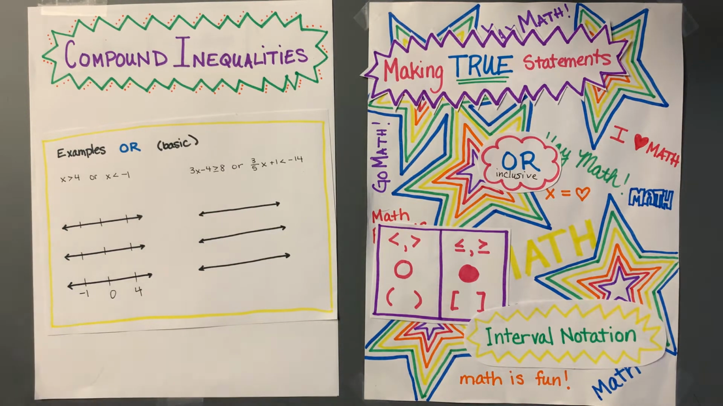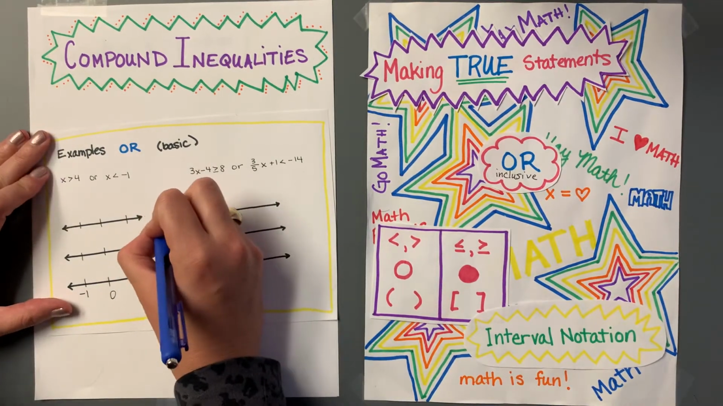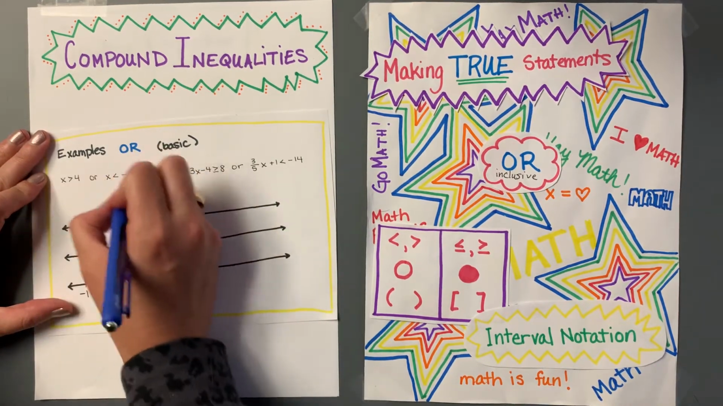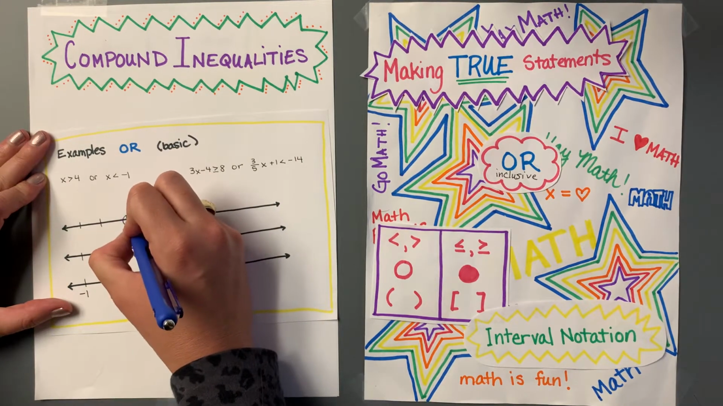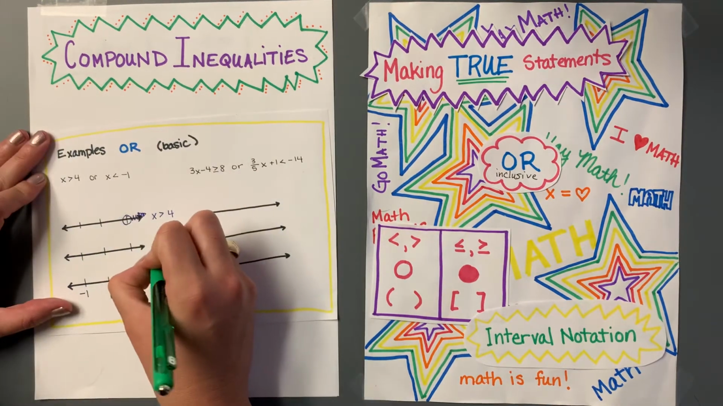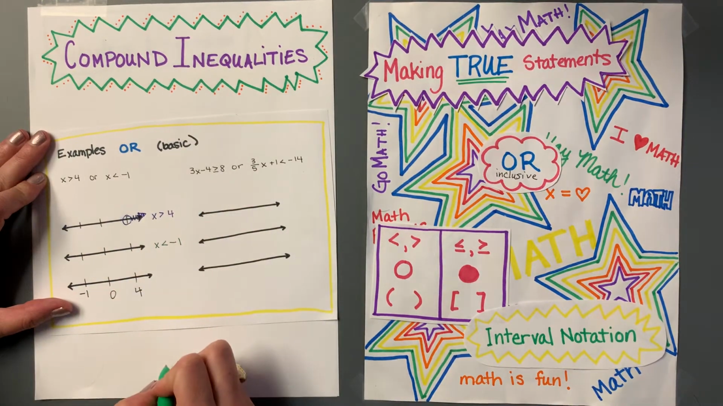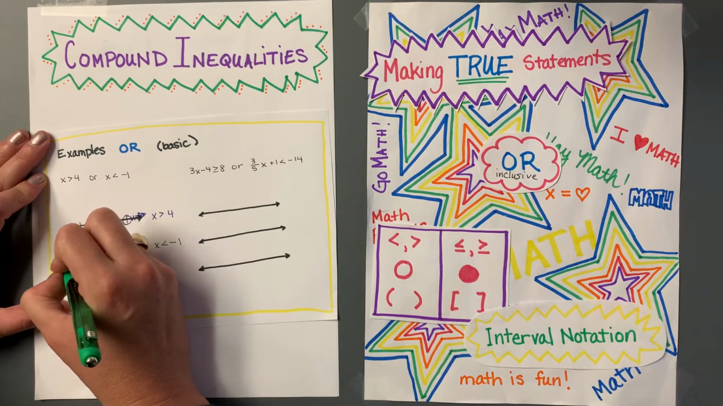Okay, so just like we did with "and", I'm going to start by graphing each of the two pieces separately. So I have x is greater than 4, open circle at 4, shade to the right. I have x is less than -1. This is going to be an open circle at -1, shade to the left.